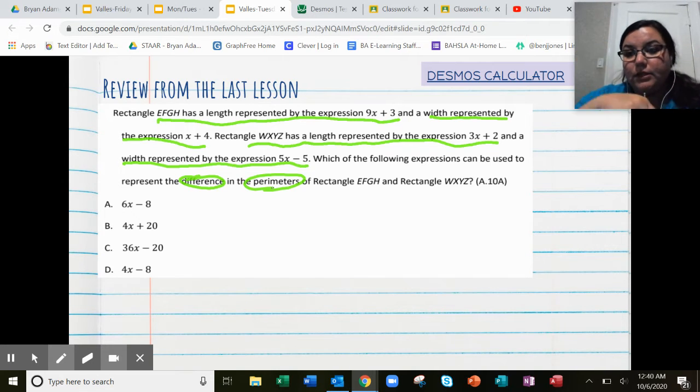So it is important to know our keywords here. Difference represents where you're subtracting, basically, right? And perimeter is that you need to add all sides. And what sides? Well, we have two rectangles.